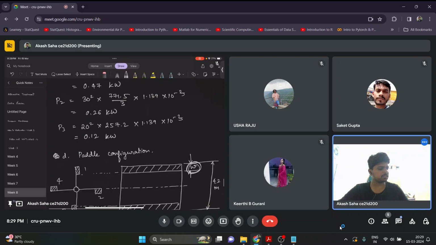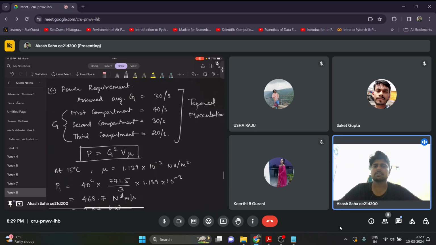I hope this tapered flocculation is clear, because we assumed the G value to be 30 per second, and we know that tapered flocculation is always better than conventional flocculation. So for each of the compartments, we have given three different G values. But if you see the average G value, 40 plus 30 plus 20 by 3, it will be 30 only.